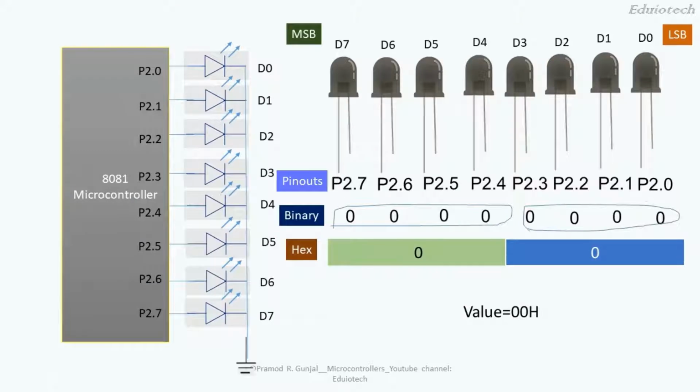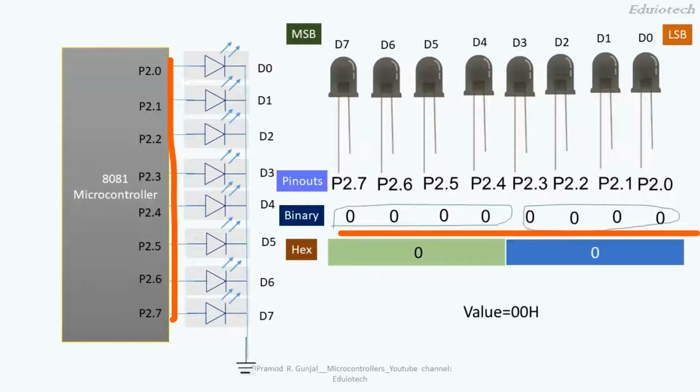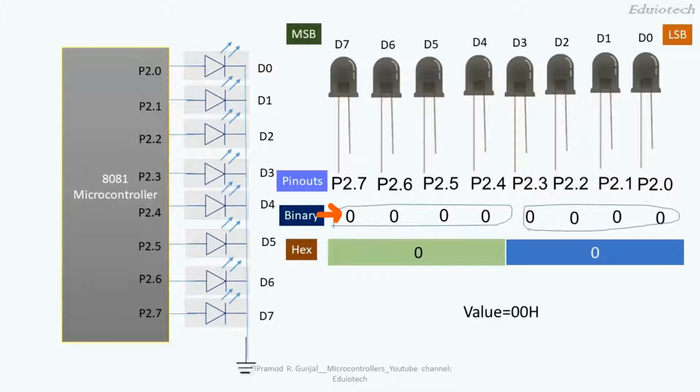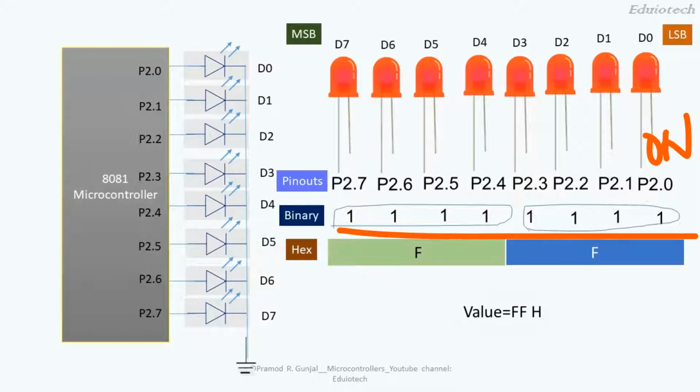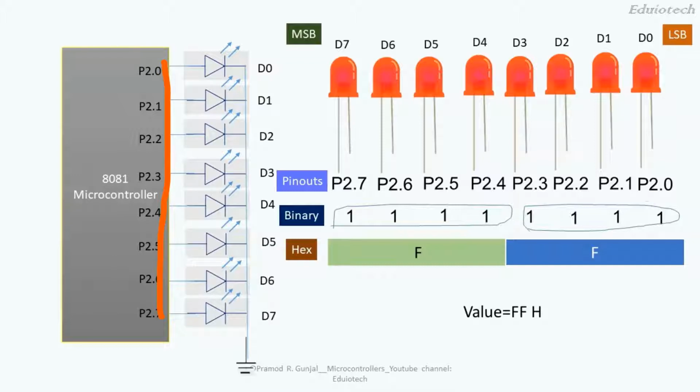Now let us turn on and off all the LEDs for some duration. For making all the LEDs off, we give logic 0 to each pin of the microcontroller. For that, this will be the binary configuration and hex 00 is the number to be moved to the port P2. And to turn on all the LEDs, we give logic high to each pin of port P2. So this will be the binary configuration and hex FF is the number to be moved to the port P2.